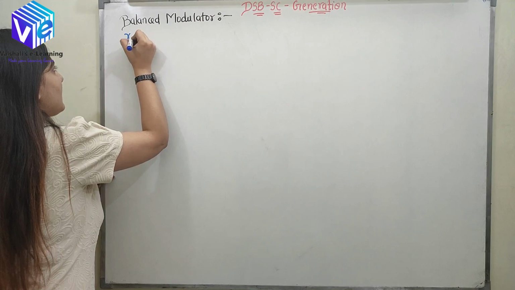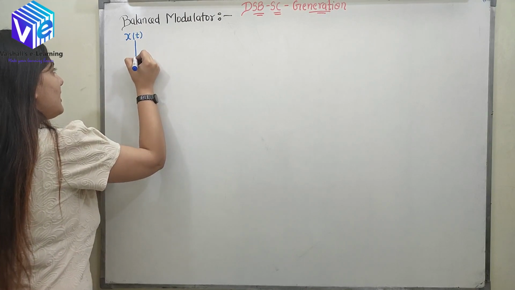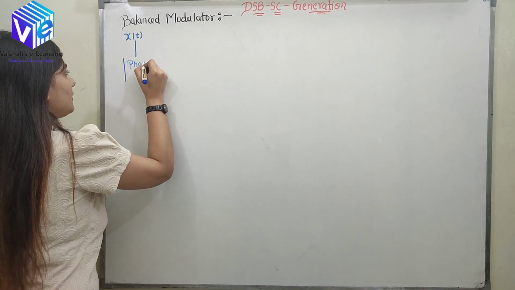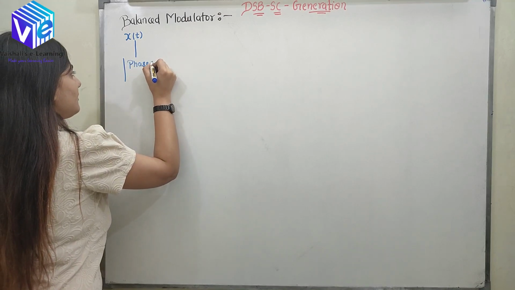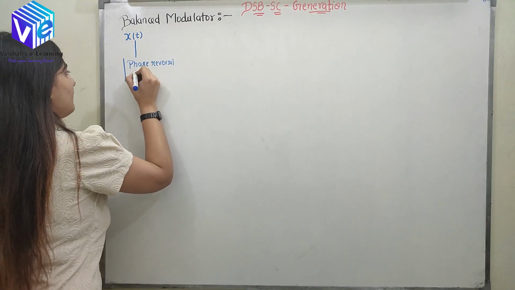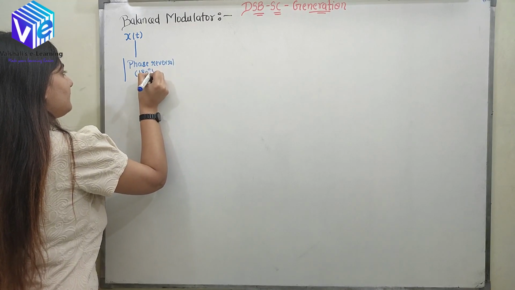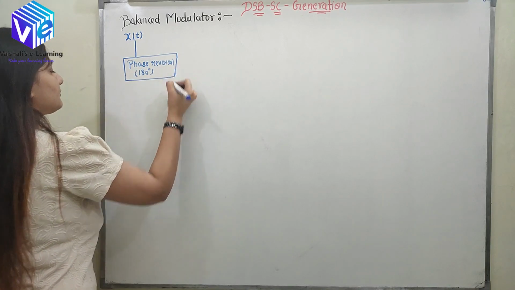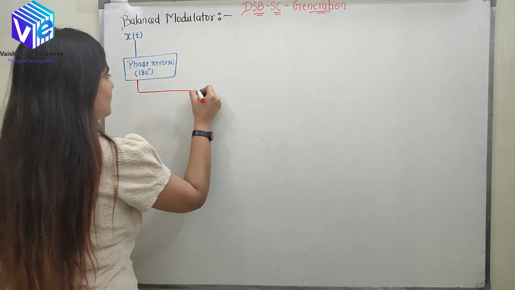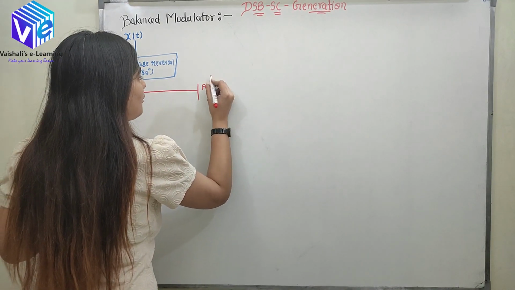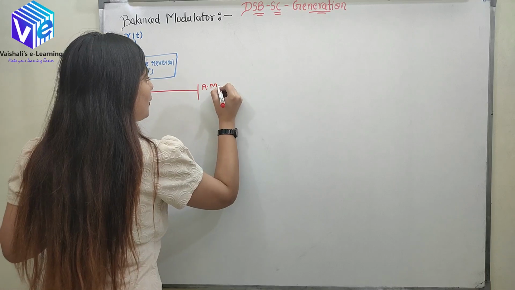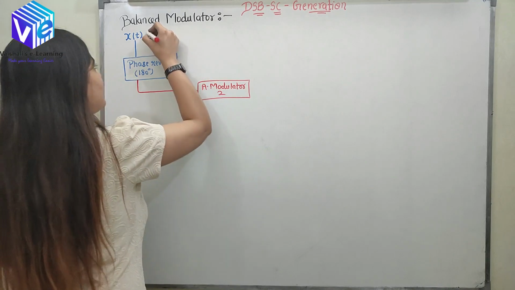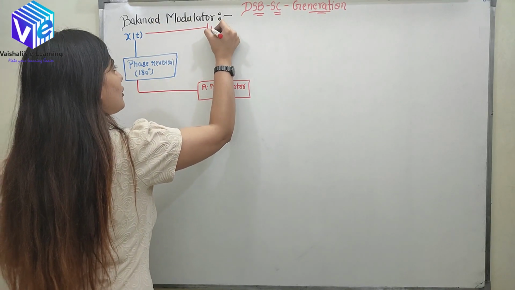So I have x(t), which is the information signal. It is connected to a block which is a phase reversal block, or phase shift of 180 degrees. So after that it is connected to amplitude modulator 2, and x(t) is also connected to amplitude modulator 1.